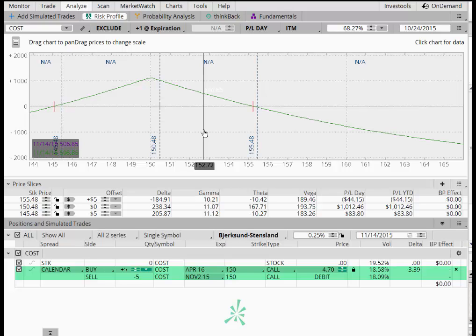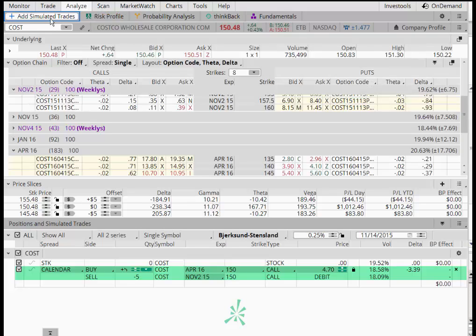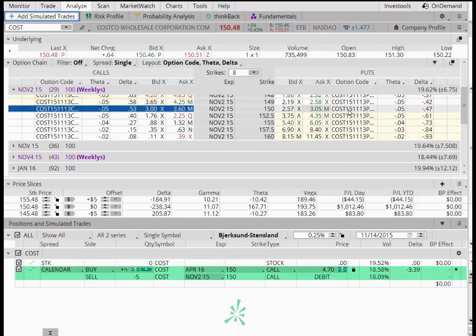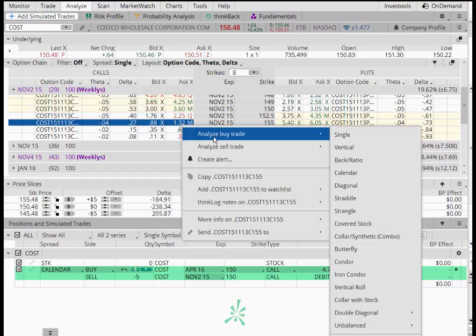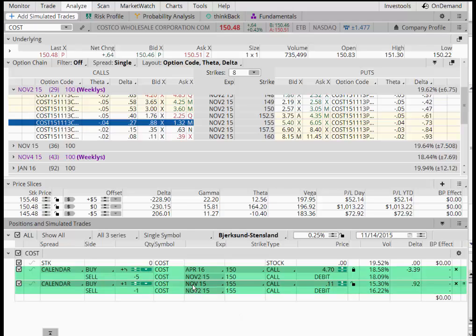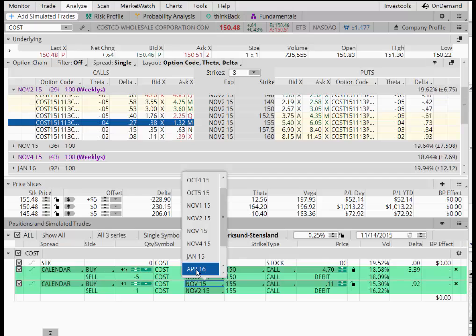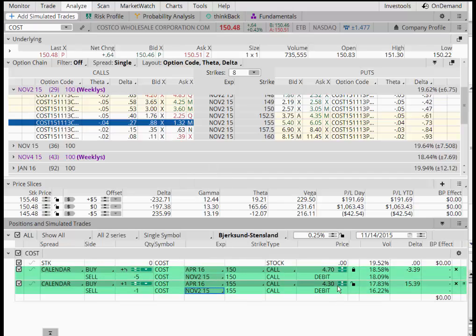I think that Costco is much more likely to go up in the next 30 days than it is down. So what I'd like to do is to add simulated trades. I'll buy a second calendar spread, and I'll do it at the 155 strike. So we're going to buy a calendar here. Again, I'm going to go out to April, alongside, and it tells me this spread's going to cost $430 per spread, and I'll buy 5 of these as well.